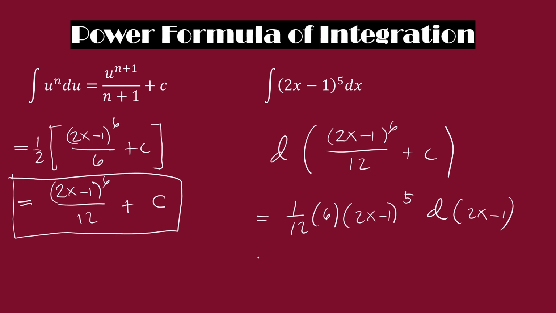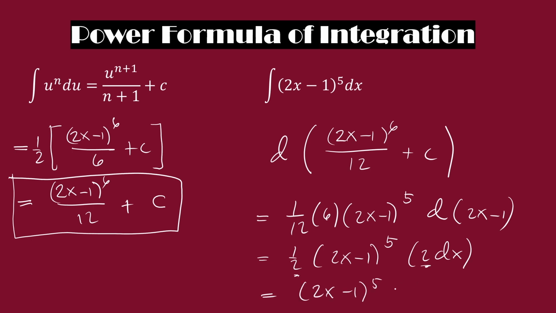So 6 over 12 is 1/2, multiplied by (2x minus 1) raised to 5, and the differential of 2x minus 1 is 2 dx. This 2 right here and this 1/2 will cancel out. So this will be (2x minus 1) raised to 5 dx, the same exact function we are given. Diba? So pareho sila. So indeed, our answer is correct.